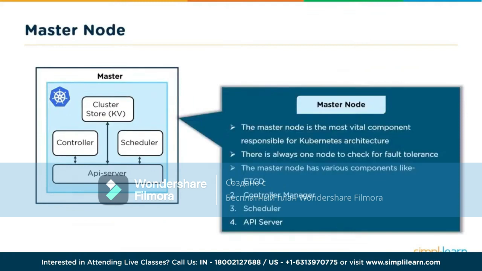What runs in the master node? Master node, without saying, is the most important component of any cluster. If you're running a cluster with only one master node, and your master node goes down, there's no other way that any user can talk to the different nodes in the cluster. So master node is the most vital component responsible for the complete Kubernetes cluster. There's always one node that should be running as a master node. That's the bare minimal requirement for your cluster.